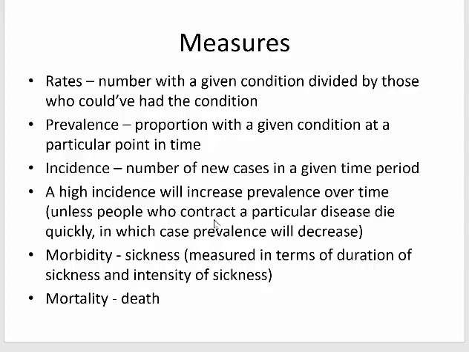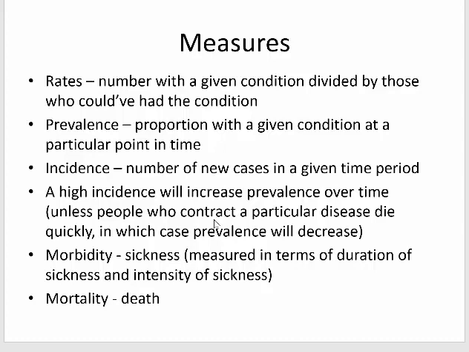Prevalence, on the other hand, is the number of people who have a particular condition in a given place in a given time period, divided by the number of people who could have had the condition. This is the prevalence rate. So the prevalence of HIV and AIDS in 2014 in the US would be the number of people who have HIV and AIDS in the US divided by the number of people who could have had it, which is the total population. Everybody theoretically could have had HIV and AIDS. So you divide the number of people who have it by the number of people who could have had it, and you get a prevalence rate.